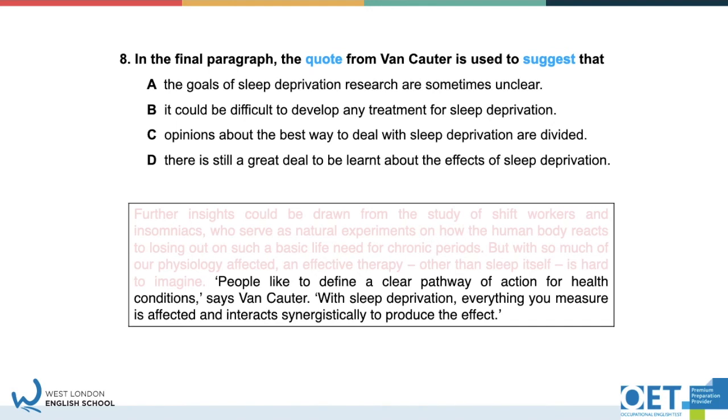So the goals of sleep deprivation research are sometimes unclear. Now you might be tempted to match this. We see the word unclear and we see the words clear, a clear pathway. But it's not really talking about the goals of the research being unclear. It's talking about a pathway of action. So it's kind of more talking about helping people with the health conditions that are caused by sleep deprivation.